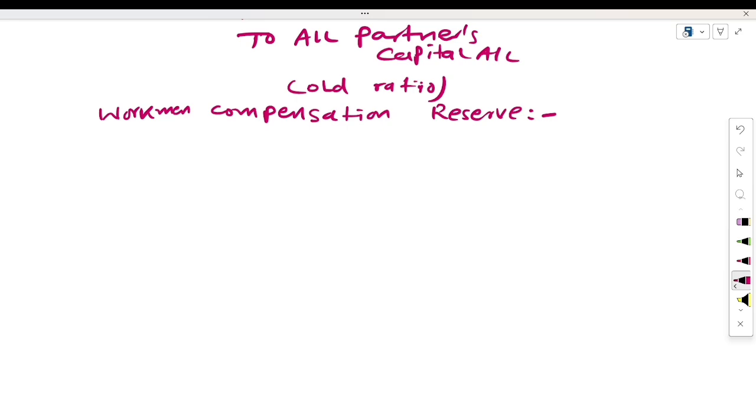It will depend on the situation. The workers may claim their compensation, or they may not. Suppose you are running a company whose name is ABC Limited. In your company, 100 workers are working.